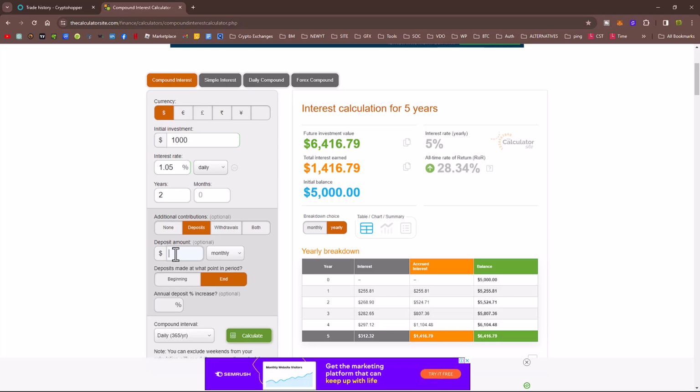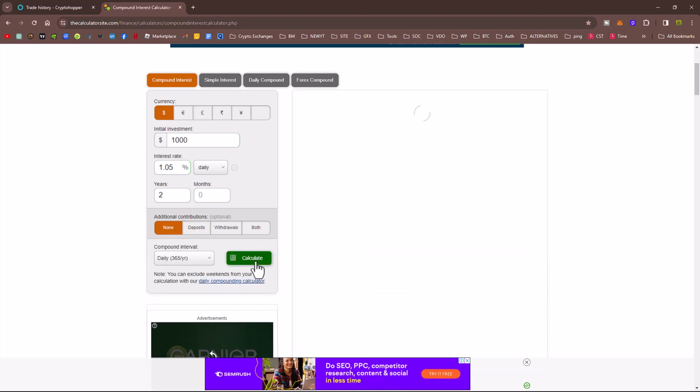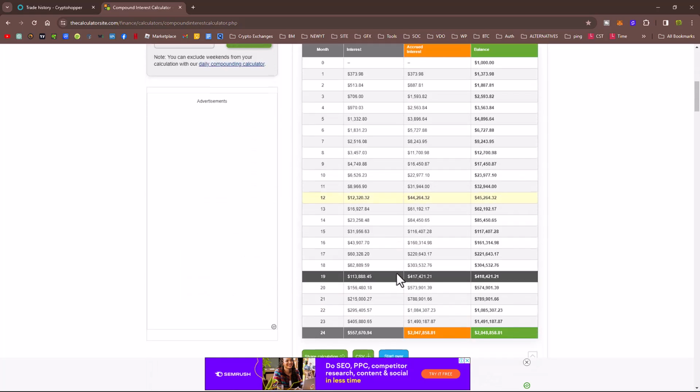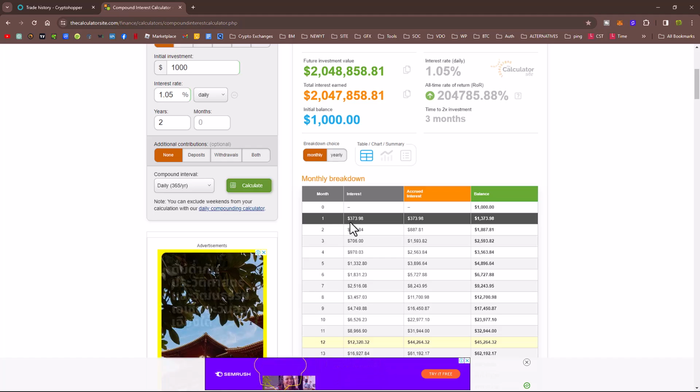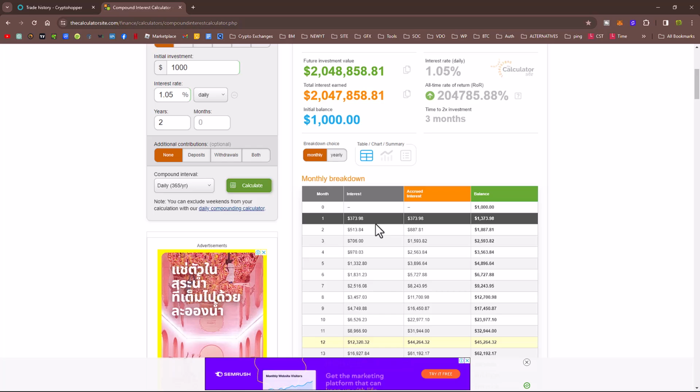Alright, so you put $1,000 in the bot. You start the bot off trading. After 1 month, you're going to make some profits in the bot. Alright, let me just calculate with $0 added. Alright, we'll just calculate up to 1 month. $1,000 after a month. Is this per month? Yeah. Alright, you make around $373 in your first month.